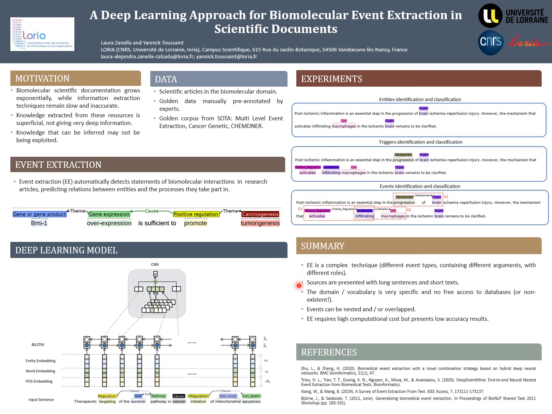So in summary, we can see that event extraction is a complex technique because it is including different event types as well as different arguments and different roles. And some of the limitations that are still in the literature are that the sources are presenting very long sentences, which makes it difficult to find the relationship between the words, as well as the domain or vocabulary can be very specific. So probably there is not golden data that can be used for the training or the evaluation of the model.